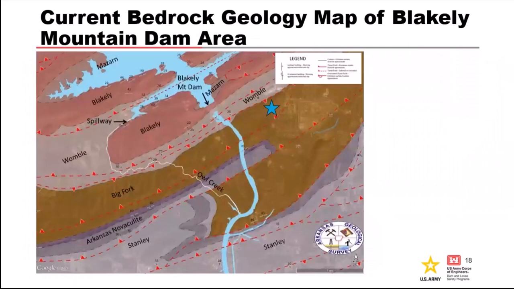Okay, so that was kind of what we had looking at the design documents, and this is a more recent geologic map, courtesy of the Arkansas Geological Survey. While this map is much more accurate than the version from 1950, the overall structural trend is similar. You can see we've got Blakely Mountain sitting here, and this is that overturned anticline in plan view. So they had it pretty right on when they did the original work on the project.